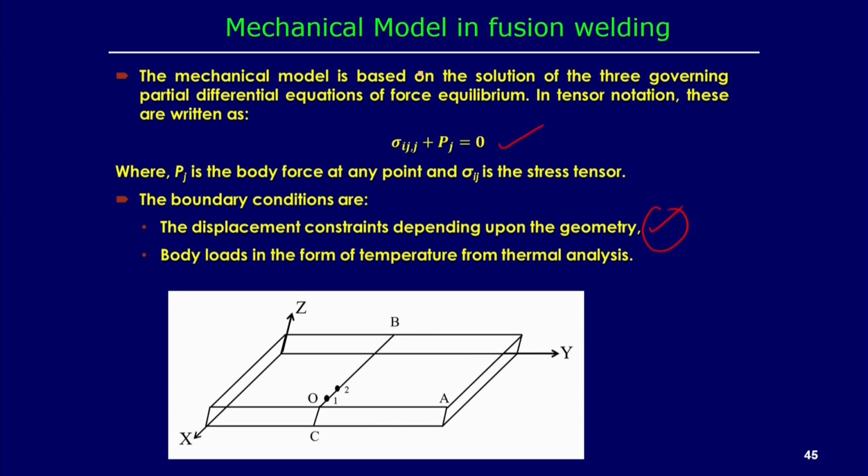Here normally we create the geometry, and within the geometry, depending upon the practical welding condition, we can put displacement constraints, that means somewhere we are putting a clamp, and therefore we need to put the displacement constraint. Depending upon the direction, we put the displacement as zero in that specific direction, or on the symmetric surface, in the direction normal to the symmetric surface, we put the displacement constraint, so the displacement becomes zero.